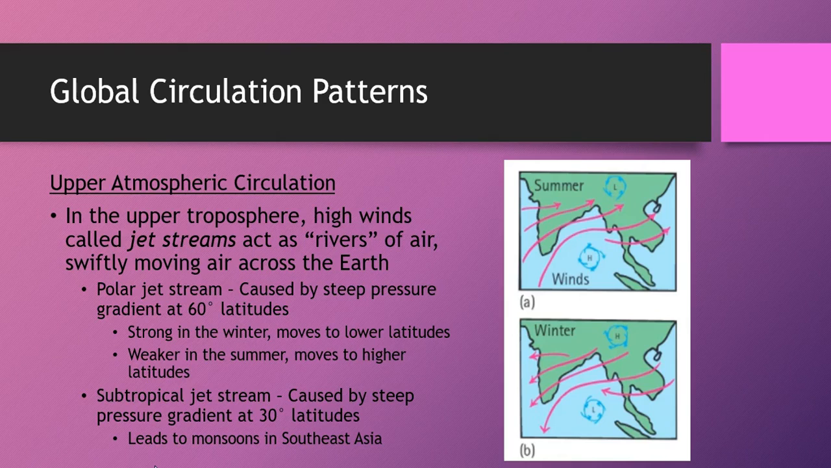In the summer, the polar jet stream is weaker, and it moves to higher latitudes, and warmer air generally covers North America. Also, the subtropical jet stream at the 30-degree latitudes leads to monsoons in Southeast Asia, both in the summer and the winter, depending on the direction of the airflow.